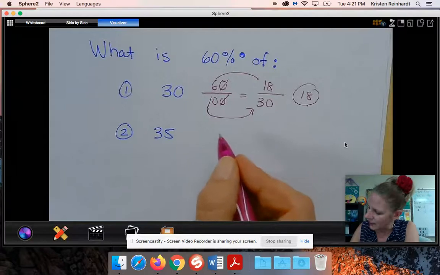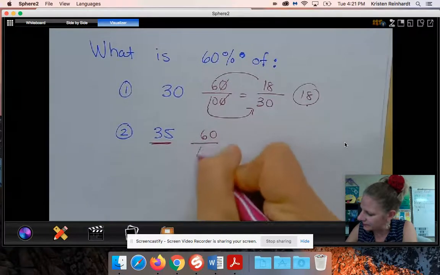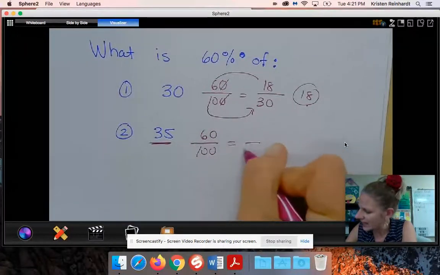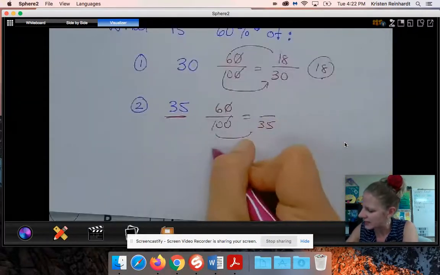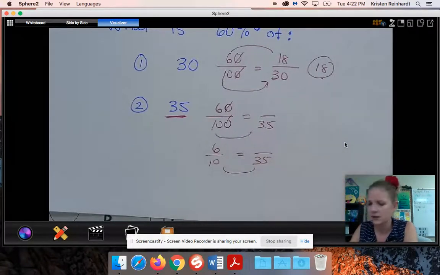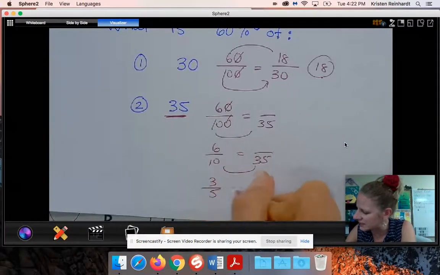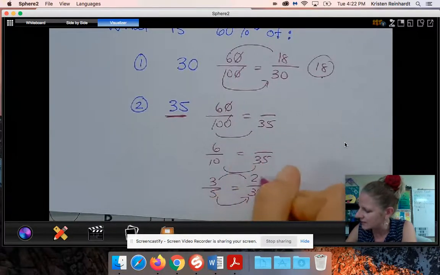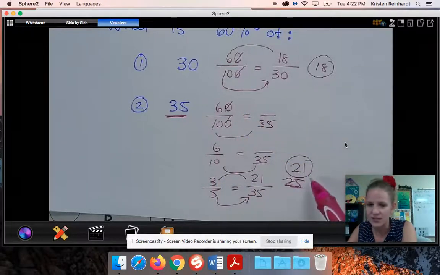All right, last example, 60% of 35. Now, 60 over 100, I can't get that to 35. I can't get 100 to 35. All right, let's simplify it. 6 over 10, can I get to 35? Nope, I'm going to have to simplify one more time. 6/10 can be 3/5. That one can be times 7, times 7. It would be 21. So 60% of 35 is 21.